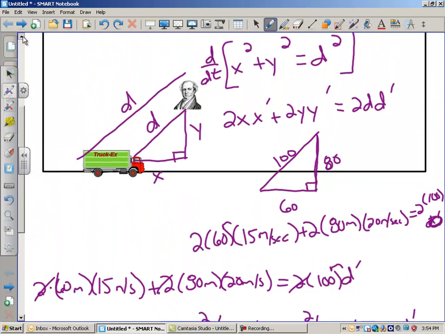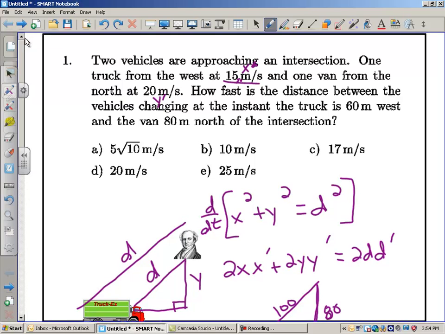So let's go see what we're going to circle. We go all the way up here and we circle E.